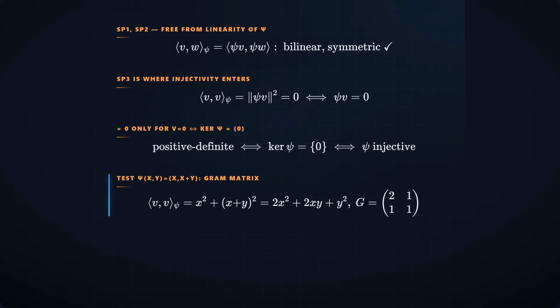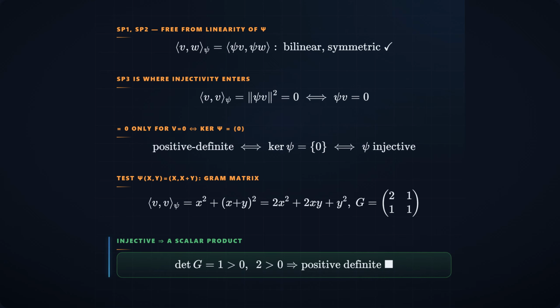Test the map sending x, y to x, x plus y. It's injective, its determinant is 1. The pulled-back form, v with itself, is x squared plus (x plus y) squared, which expands to 2x squared plus 2xy plus y squared, with Gram matrix 2, 1, 1, 1.